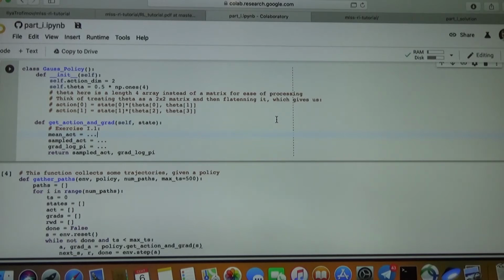Okay, so any progress? Anybody finished? Anybody's actually trying to do it? Okay, guys, you're the best. Breathtaking.